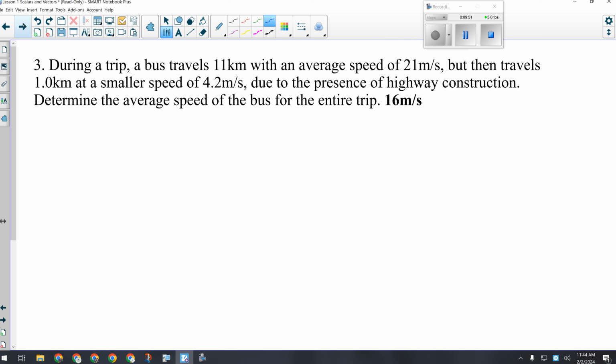From Science 10, these were our 2-part finding average velocity type questions. When you're writing out your givens, you've got a part 1 and a part 2 and then a total. The hint I will give you here is this. When we write this formula, what it really means is this: average velocity is total displacement over total time. That's going to come into play for this question. I'll give you a few minutes on this one. See what you remember.